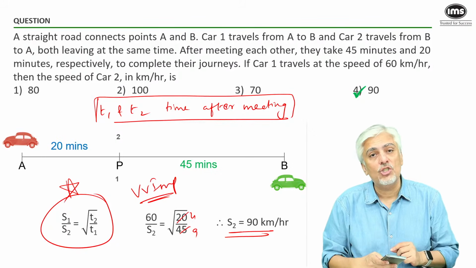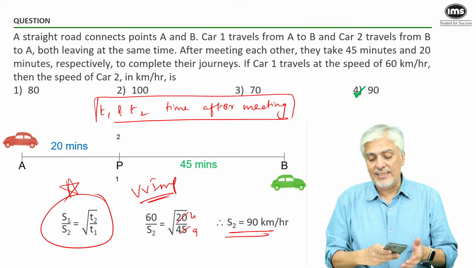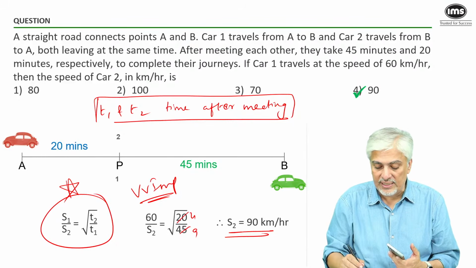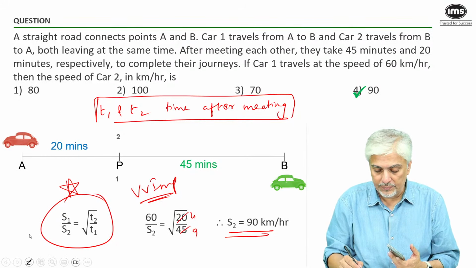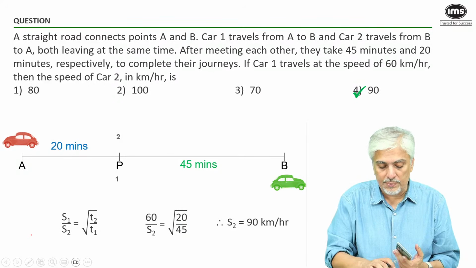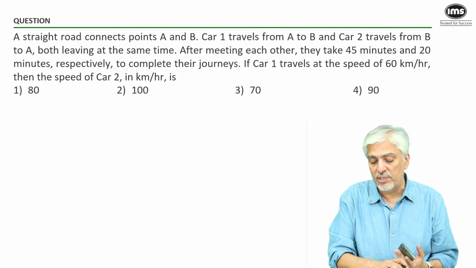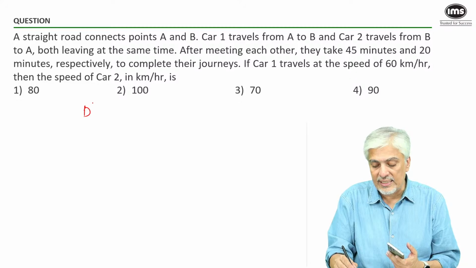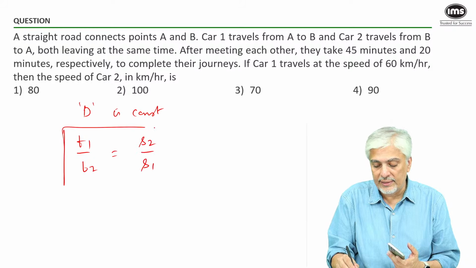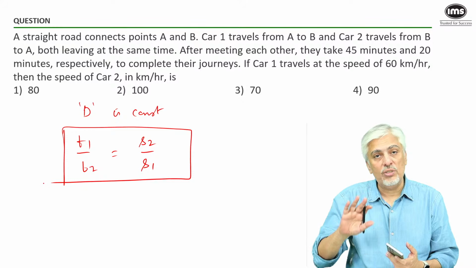So I'll explain this ratio part one more time. Basically, what is the concept? That if distance is constant, I'll just explain, not for this sum alone, but for in general the concept. When distance is constant, then time 1 upon time 2 is S2 upon S1. That's the ratio concept. That is in general.